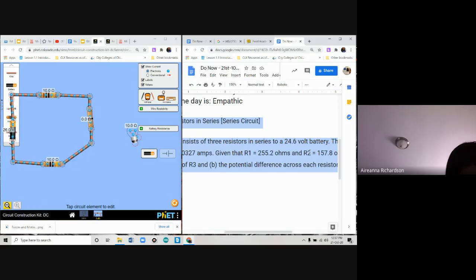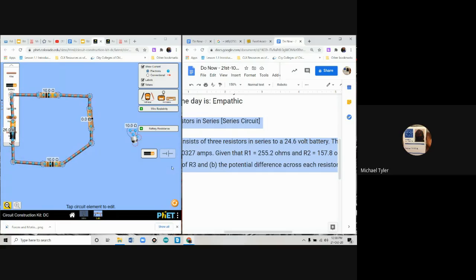A circuit consists of 3 resistors in series to a 24.6 volts battery. The current in the circuit is 0.0327 amps, given that R1 equals 255.2 ohms and R2 equals 157.8 ohms. Find A, the resistance of R3, and B, the potential difference across each resistor.